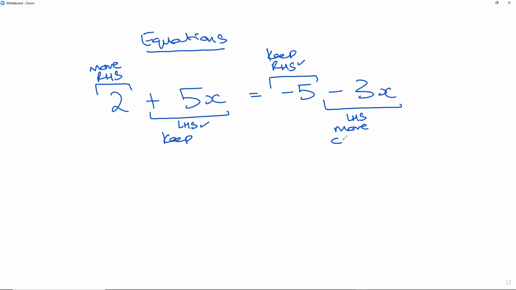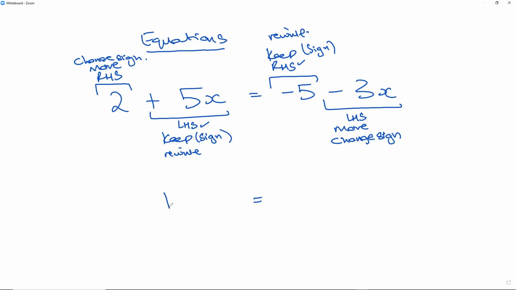But when you move, you have to change the sign to the opposite. So when you move those two, you've got to change the sign over. If you keep it, you keep the sign as well. You don't change it. You simply rewrite it. Keep your equal sign in a straight line, and let's write down all the ones we're going to keep. So we're keeping plus 5x, and we're rewriting it. We're keeping minus 5, and we're rewriting it.